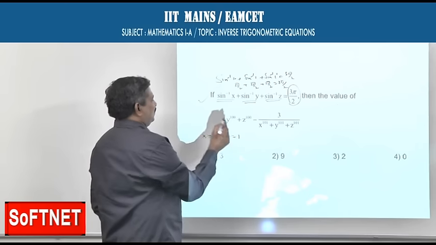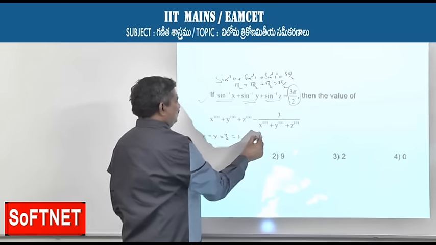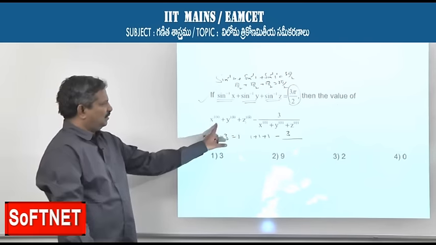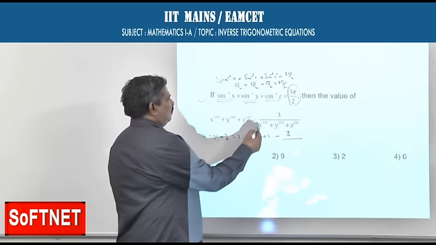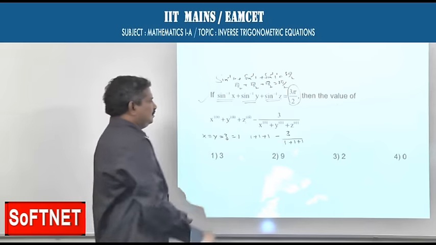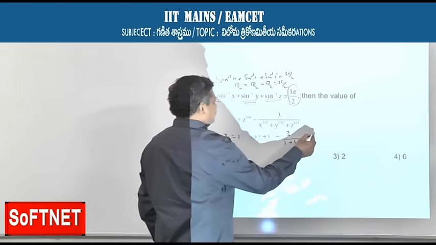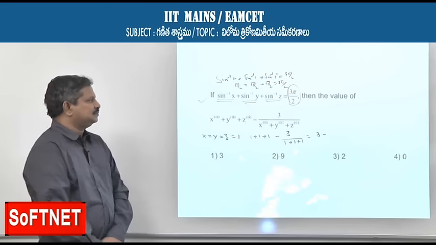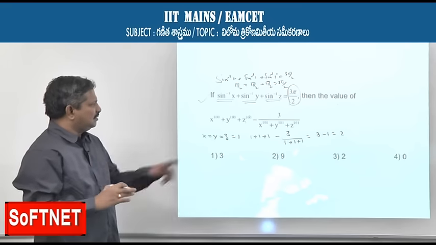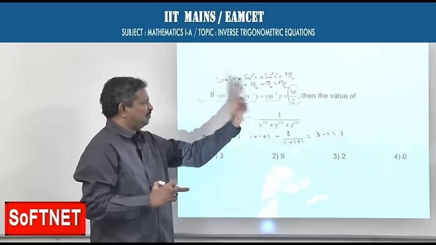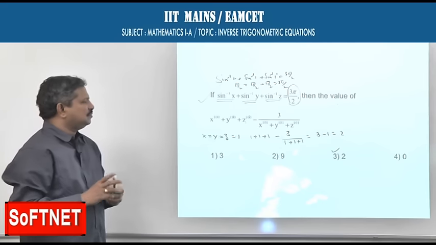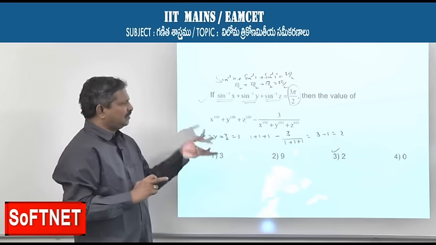So here I wrote x equal to y equal to z equal to 1, and the given condition is satisfied. Here also I will write 1 power 100, 1, 1 power 100, 1, 1 power 100, 1, minus 3 by 1, 1, 1 power 101, again 1, 1 power 101, 1. So it equals 1 plus 1 plus 1, 3, minus 3 by 3, 1. So 3 minus 1, 2. So the option is the third option. This is correct. So we can directly take the assumption and continue.